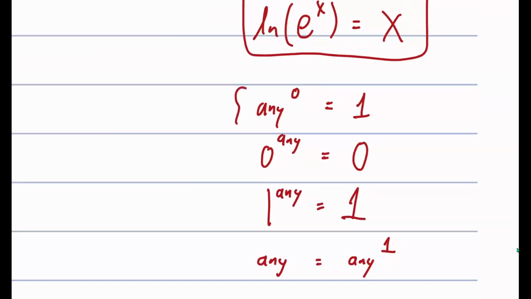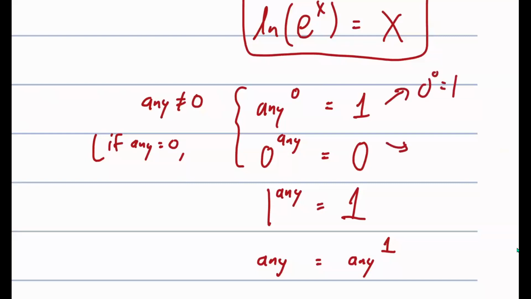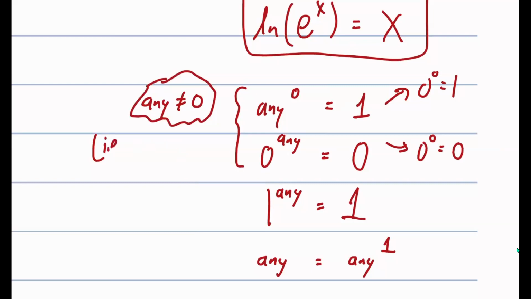The key thing over here is please do not replace anything with 0. If anything equals 0, sometimes you get 0 power 0 equals 1, other times you get 0 power 0 equals 0. What? Sometimes 1, sometimes 0? Cannot be. So that's why we avoid anything equals 0. In other words, the main point I'm trying to say is 0 power 0 is undefined.